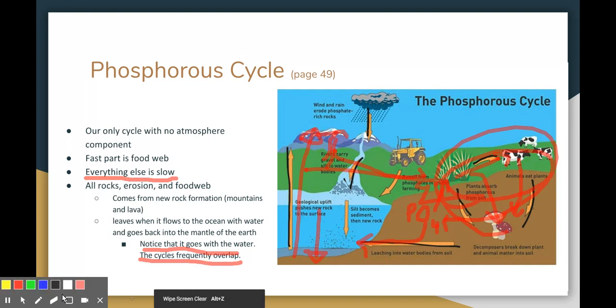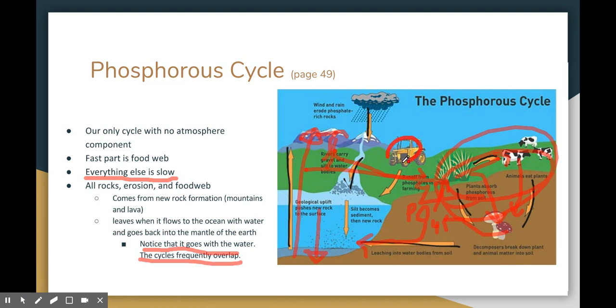However, when we humans, yay humans, mess it up by adding artificial fertilizers that we made in factories and then dumped on the ground, that causes a problem. And that problem is called eutrophication. Is that mentioned in our book?